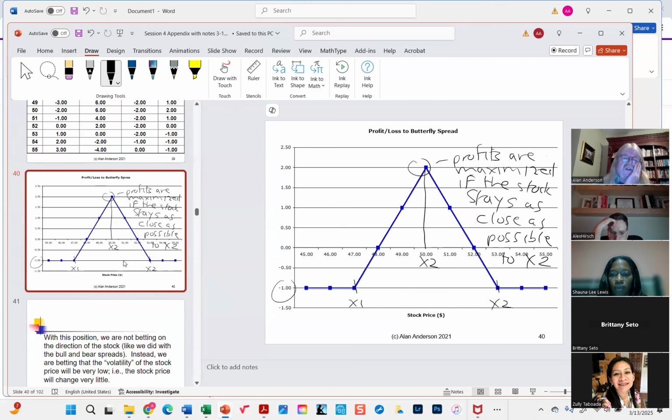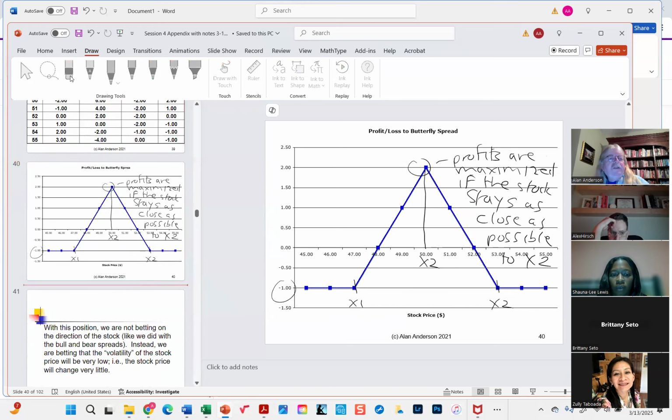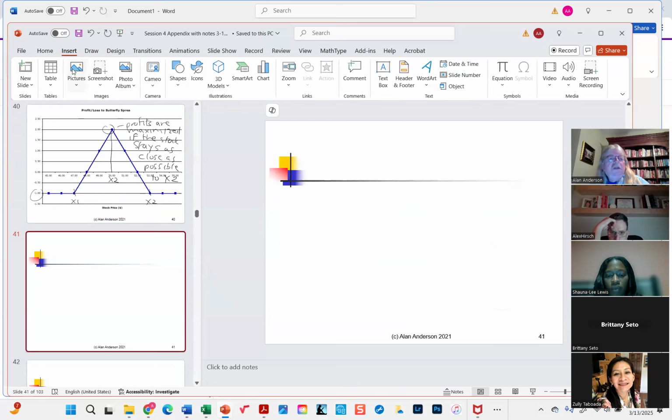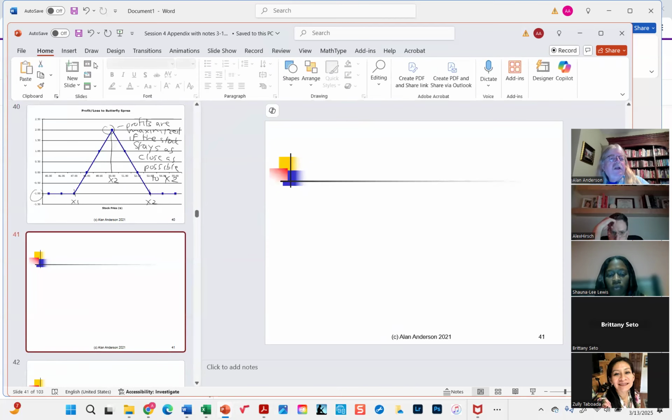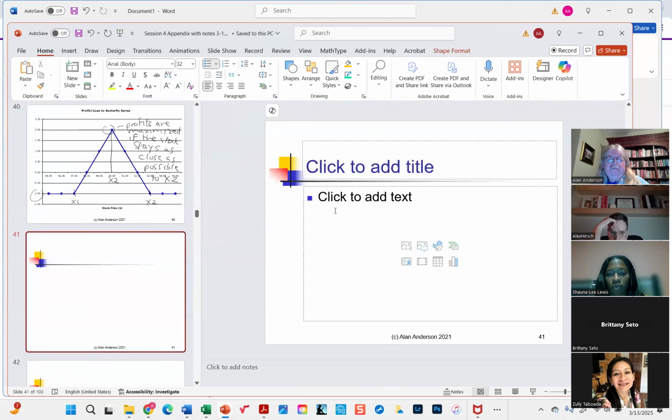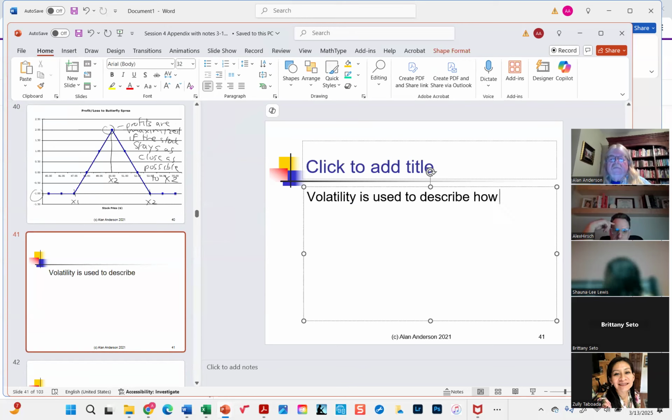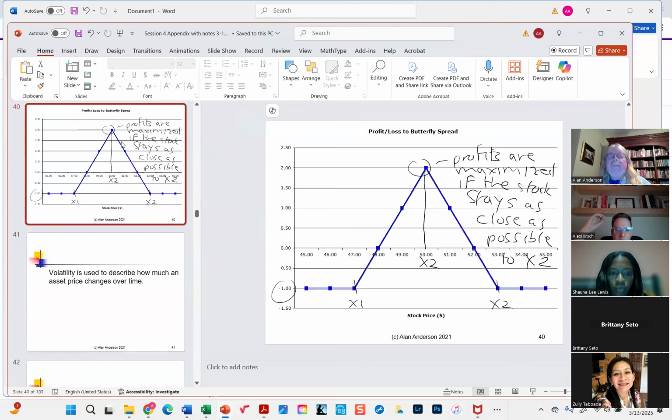Okay, so just as a quick aside, in the financial markets, we use the word volatility to represent how much an asset price changes over time. So when would you enter into a butterfly spread? Here's an example I can think of.